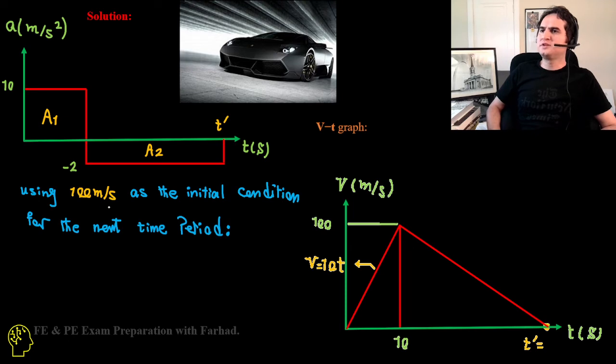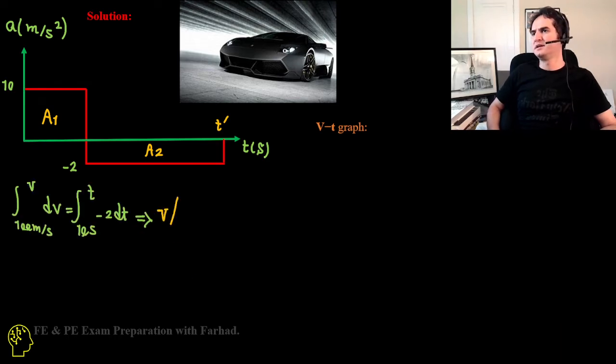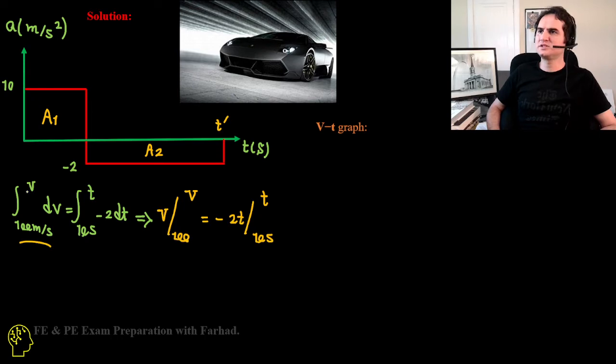And also using 100 meters per second as the initial condition for the starting point of the second part's time period, it just gives us an integration of dv from 100 meters per second to an unknown velocity v, equal to the integration from 10 seconds to t of minus 2 dt. That's a for the second part, decelerating by this amount.